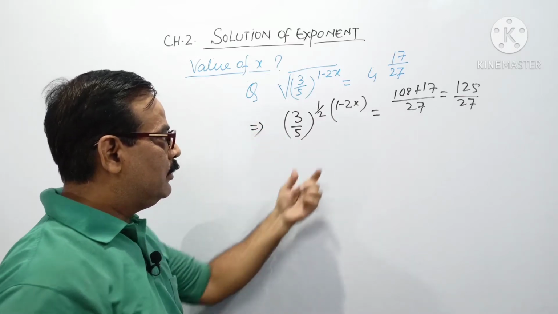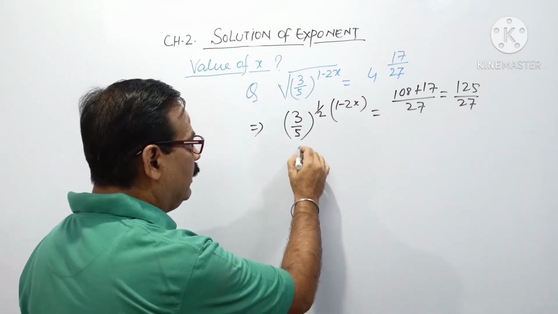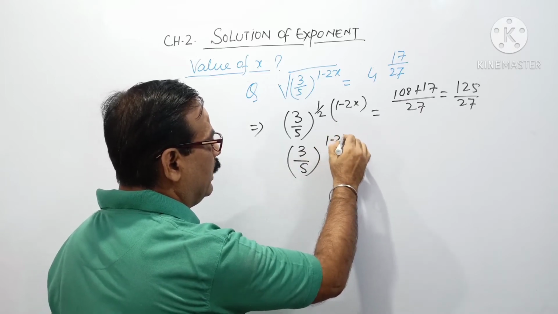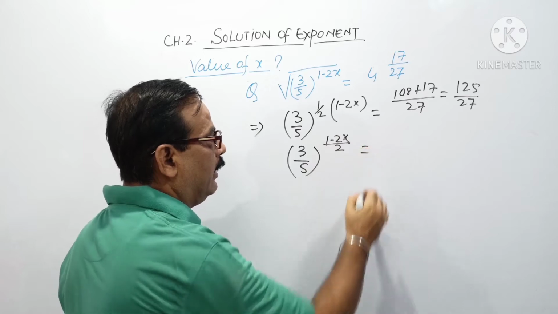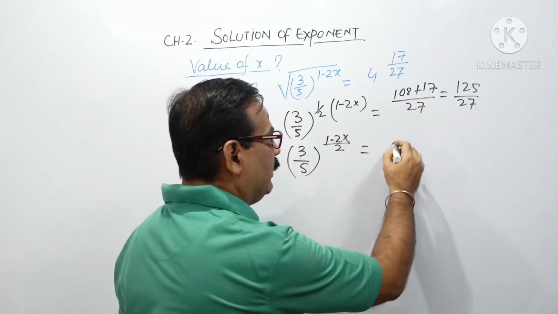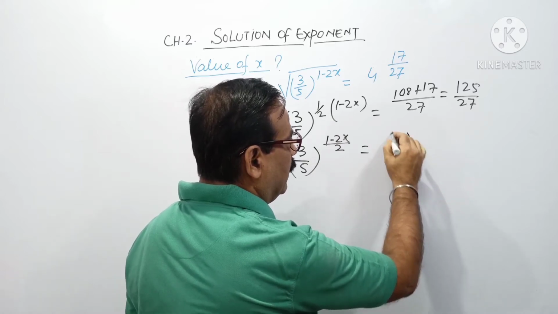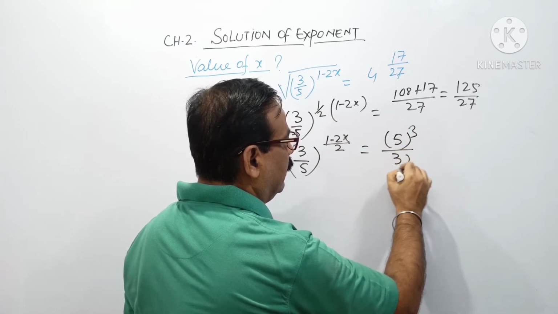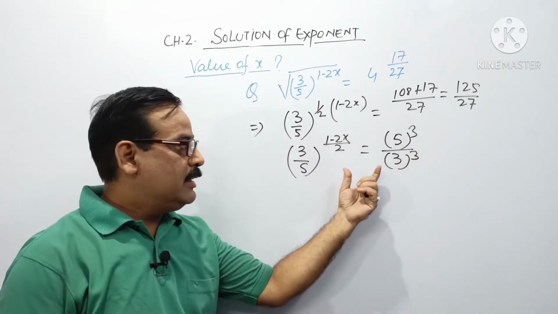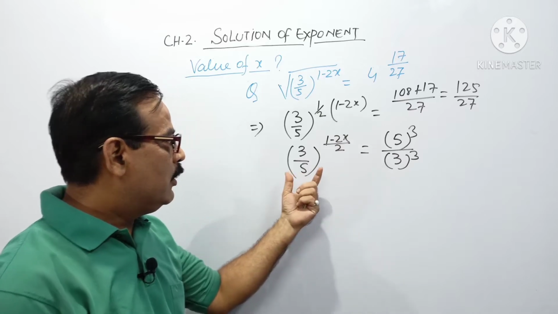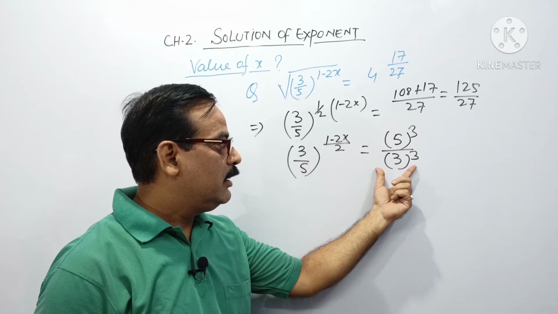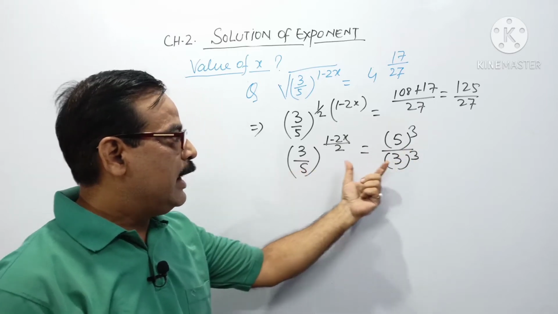Now in the next step we can move ahead: 3 by 5 to power 1 minus 2x by 2, and here we can write this term in exponent form, so we can write 5 cubed by 3 cubed. But one thing guys you have to take care about, because 3 by 5 is on the left side and 5 by 3 is on the right side, so you have to convert to the same base.